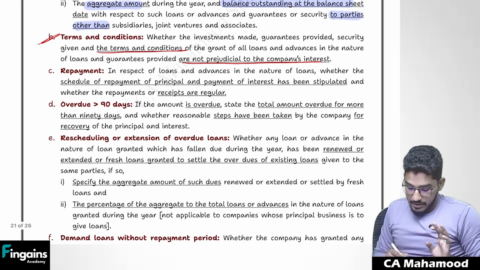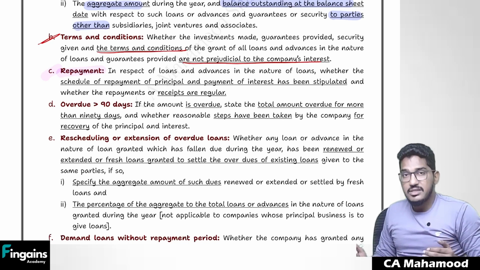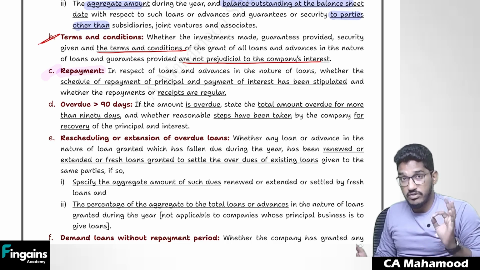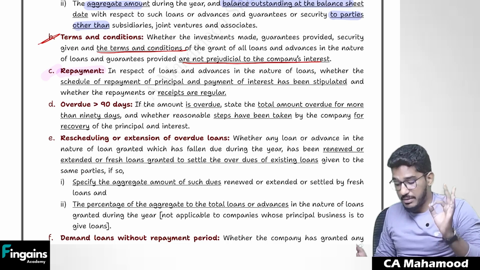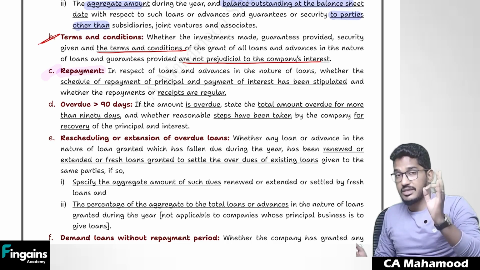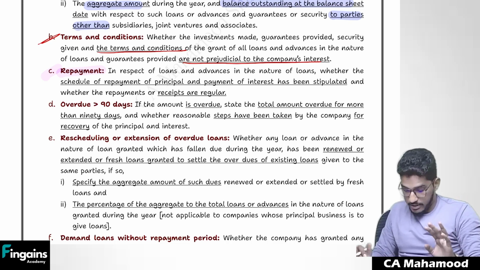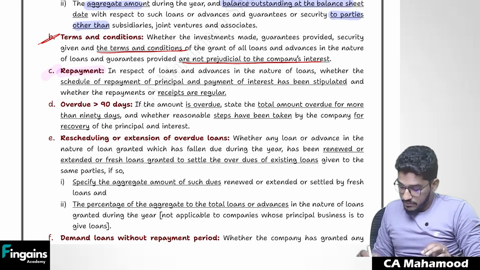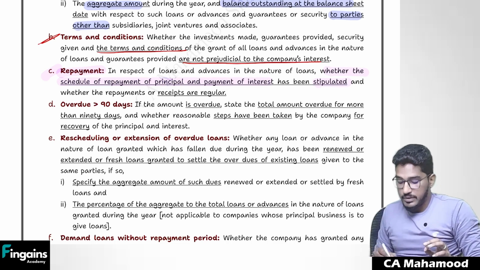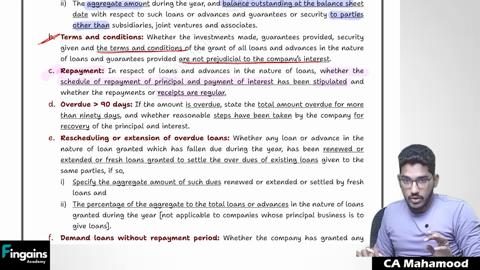Third one, repayment. So I need to check the company should not just like that give a loan and ignore it. They should also ensure that repayment of principal and payment of interest is happening regularly on or before the due dates. The company is receiving the repayment EMI amount or not. That also I need to check. So that's what they say in respect of loans and advances, whether schedule of repayment of interest and schedule of repayment of principal and interest has been stipulated, and whether the repayments are regular or not.